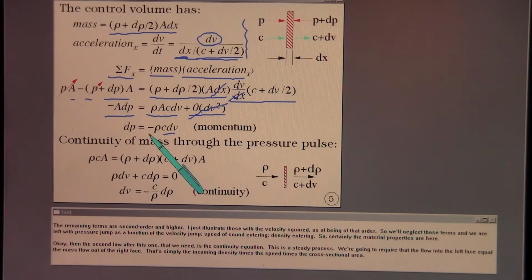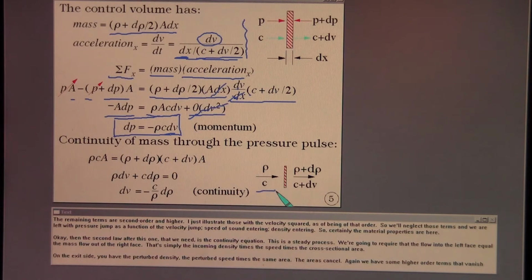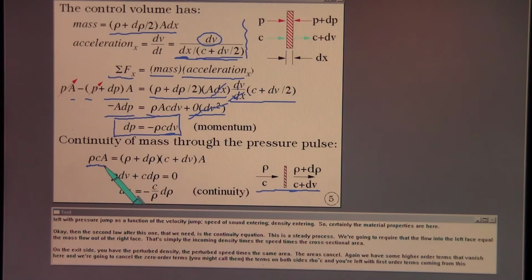Okay, then the second law after this one that we need is the continuity equation. This is a steady process. We're going to require that the flow into the left face equal the mass flow out of the right face. And that's simply the incoming density times the speed times the cross-sectional area. On the exit side, you have the perturbed density, the perturbed speed, times the same area. The areas cancel.